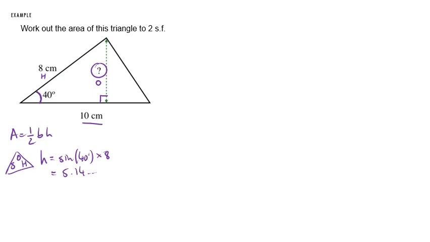So we know the height. To find out the area, we just need to do half times the base, which is 10, times this value. And the question asks us to round this to two significant figures.